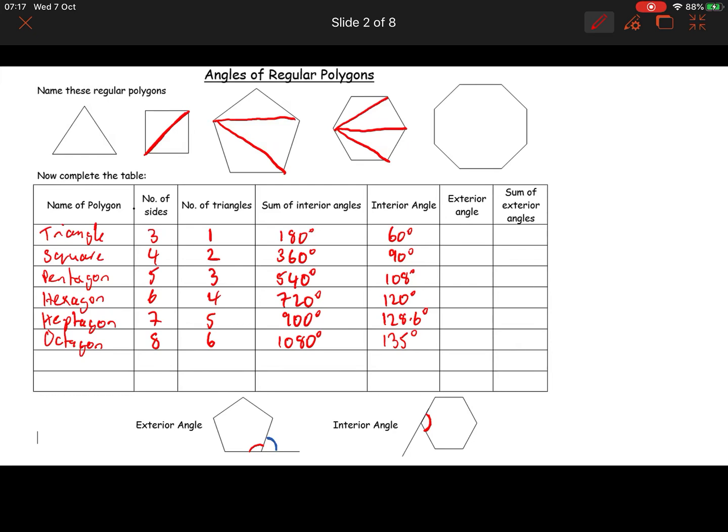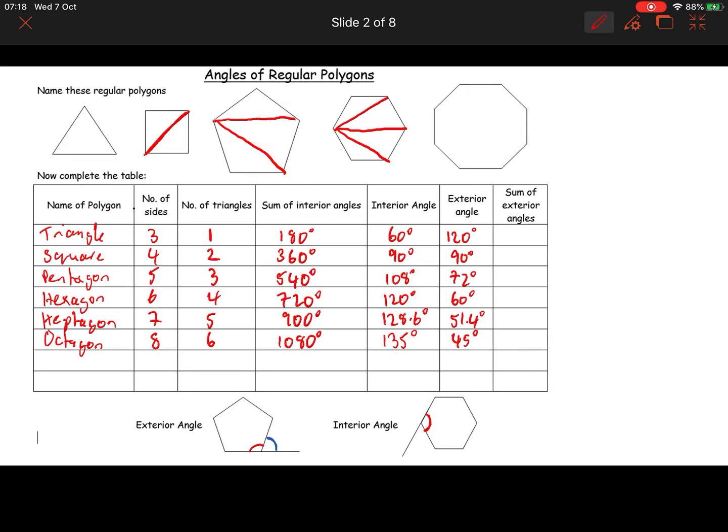135 degrees. Now remember what we just said, an interior angle plus an exterior angle must be equal to 180 degrees. So the exterior angle here must be 120 degrees for a triangle, okay, 90 degrees for a quadrilateral, or a square rather, 72 degrees for a pentagon, hexagon will be 60 degrees, heptagon will be 51.4 degrees to one decimal place, and octagon will be 45 degrees.